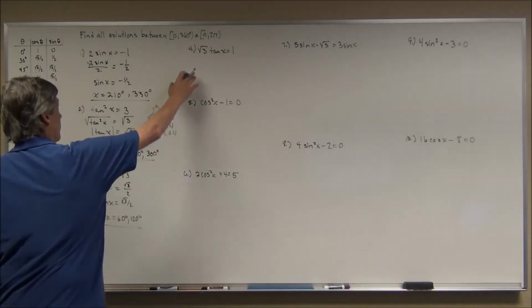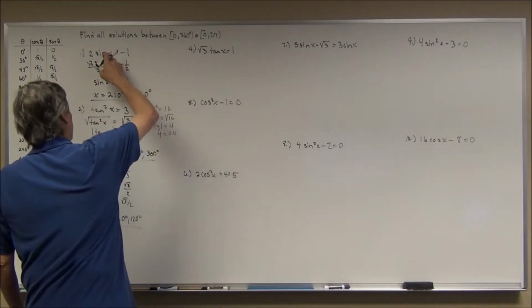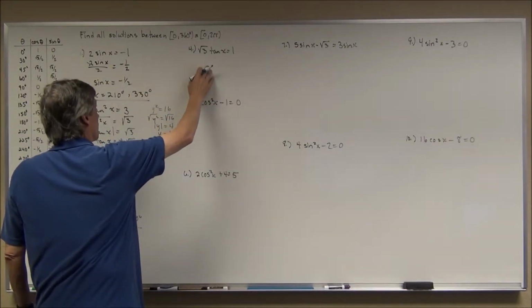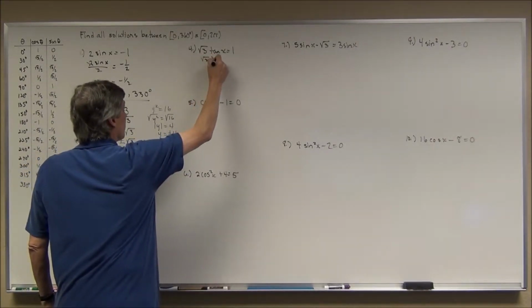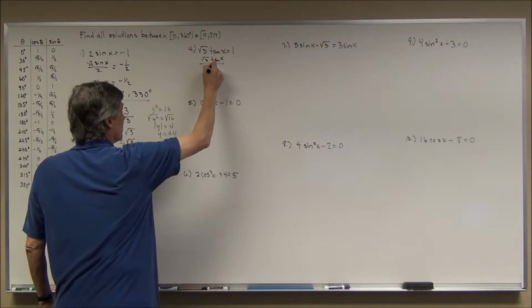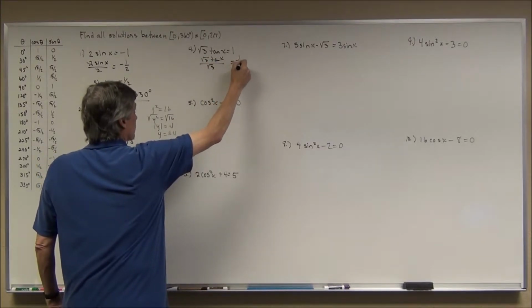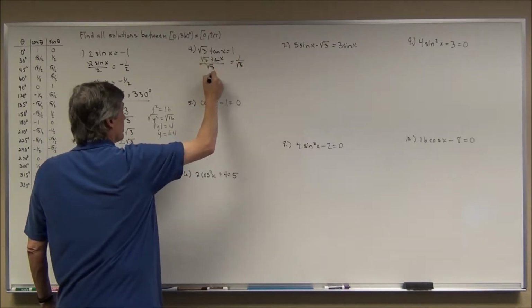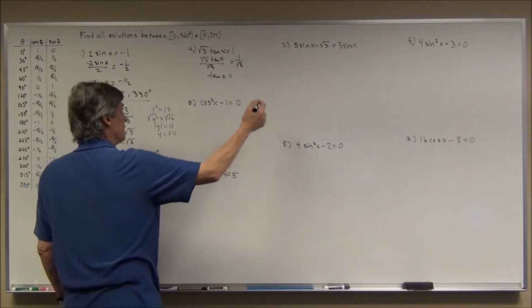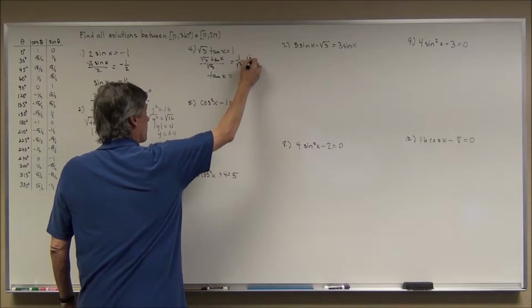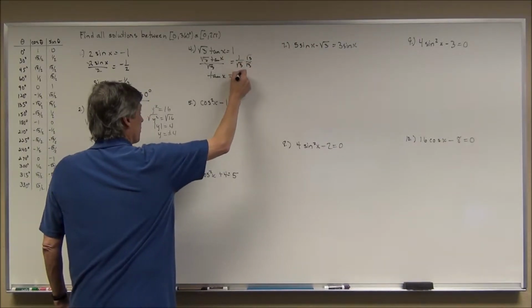Alright, we jump over to here. This is a lot like this problem also, in that I've got to get rid of the square root of 3, that's times the tangent of x. So the first thing I'm going to do is divide both sides by the square root of 3. Now that's going to give me a radical in the denominator. And I probably would want to rationalize this by multiplying top and bottom by the square root of 3. And I would get the square root of 3 over 3.